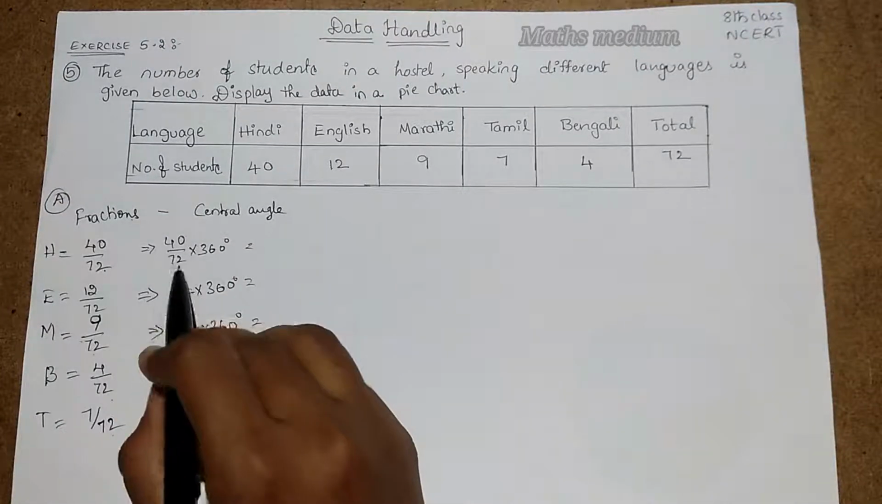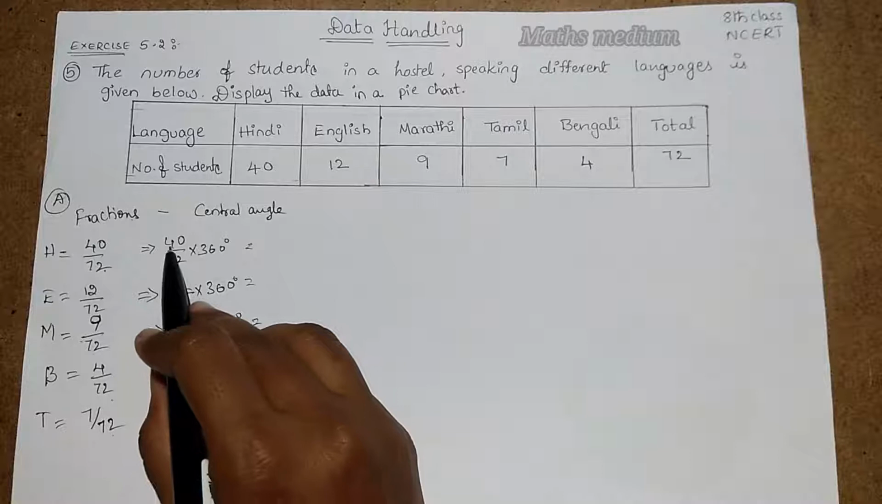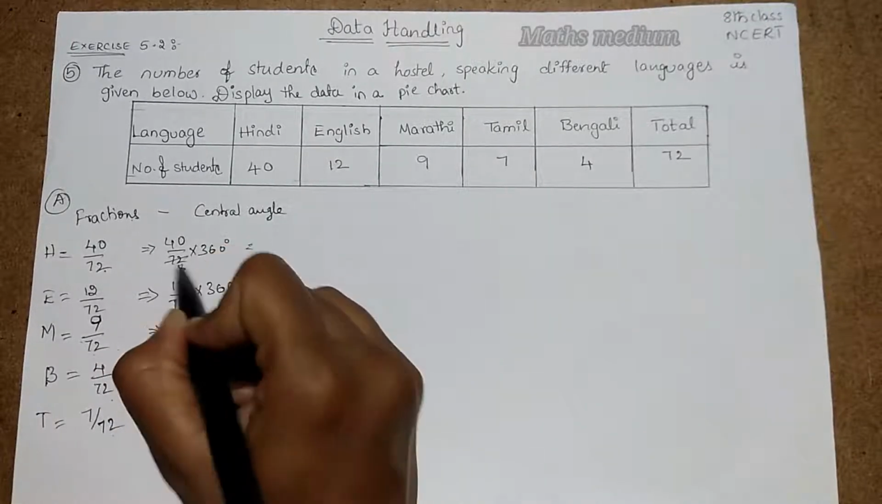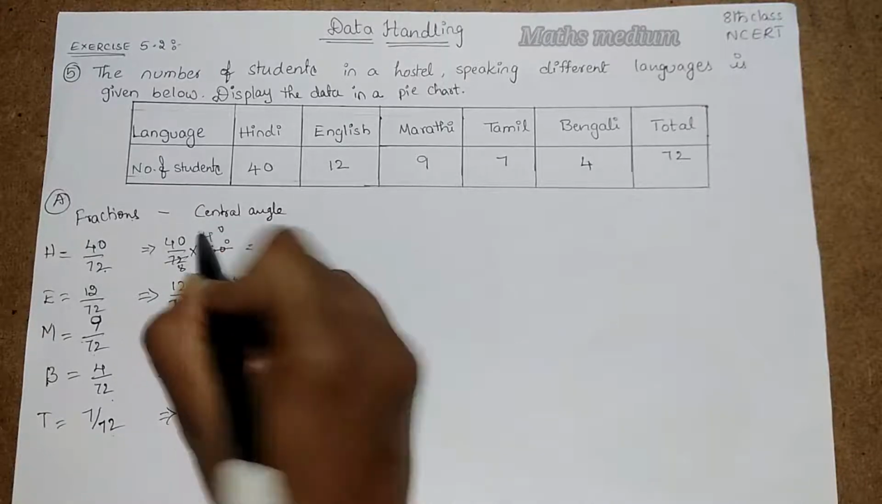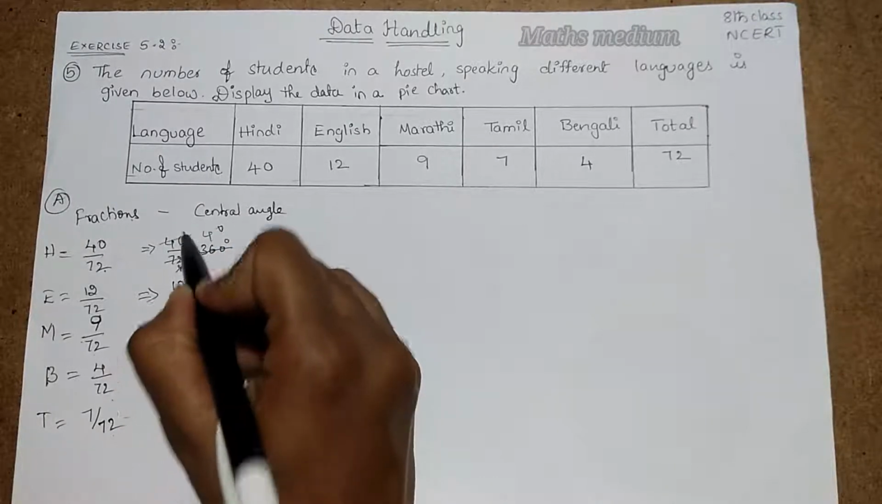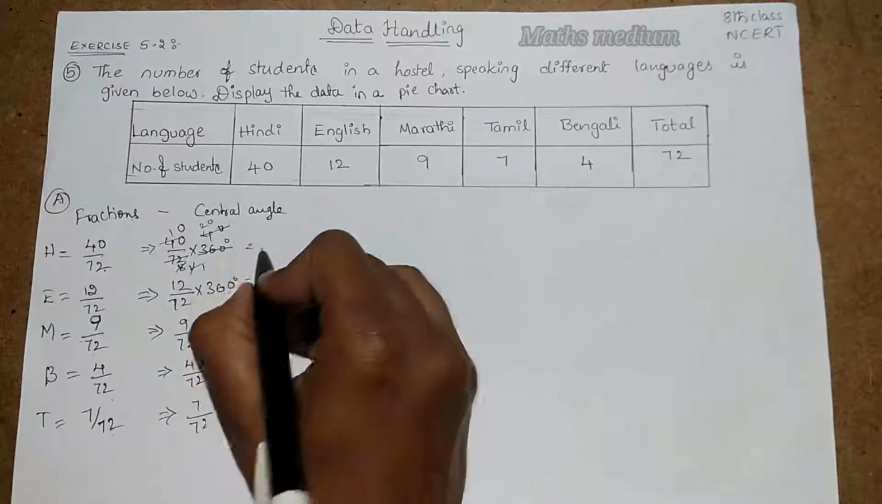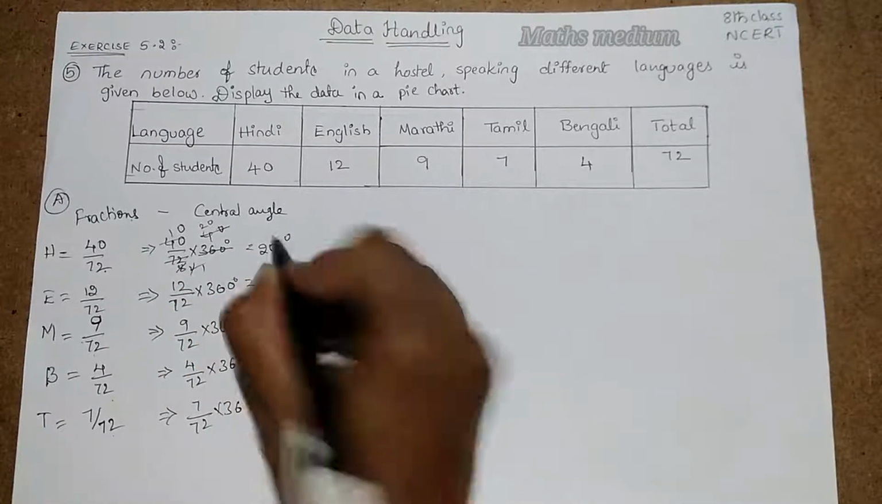Now, let's simplify this one by one. So, here, take the 9 table. 9 8s are 72, 9 40s are 360. Here, 4 2s are 8, 4 10s are 40, 2 1s are 2, 2 20s are 40. So, this is 200 degrees.